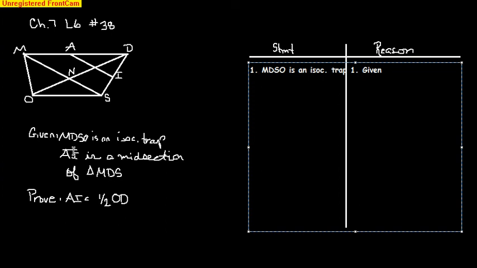Alright, I know you were dying to see a proof from lesson 6, so I thought I would give you one. This is number 38. Let's use my chicken scratch there. Still learning to write with this little pen thing.